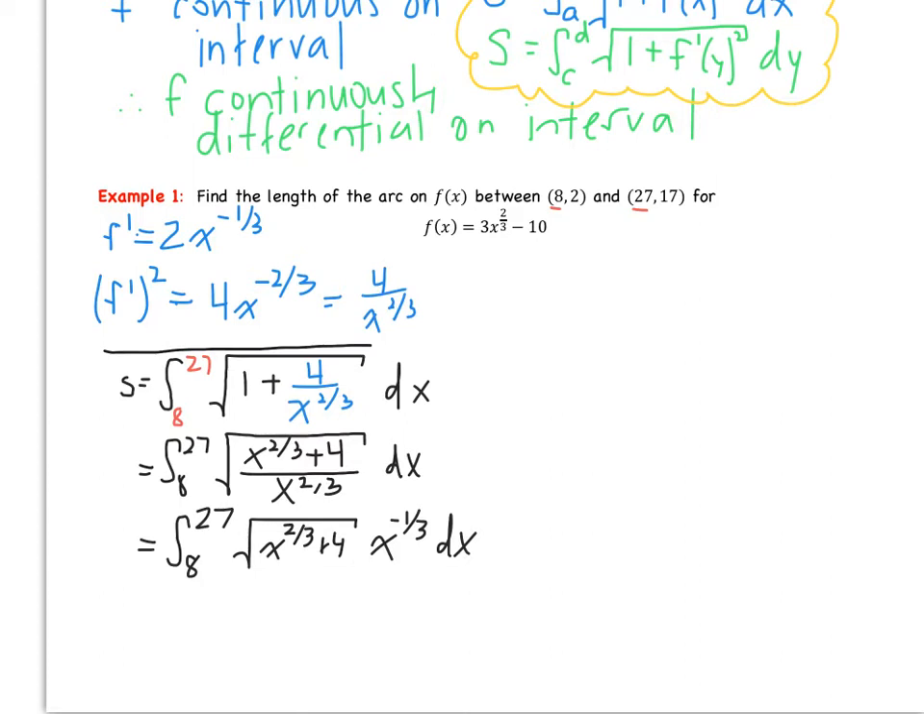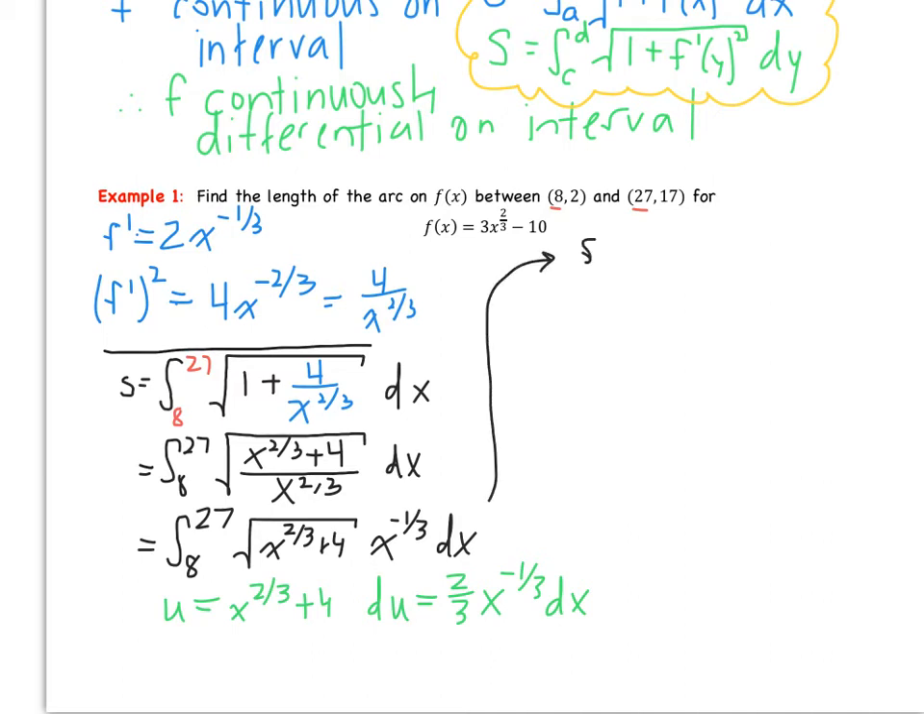So if we do a u substitution, if we let u be x to the 2/3 plus 4, then du is going to equal 2/3 x to the negative 1/3 dx. And so that's going to put us over here. And now our surface area is equal to the integral.